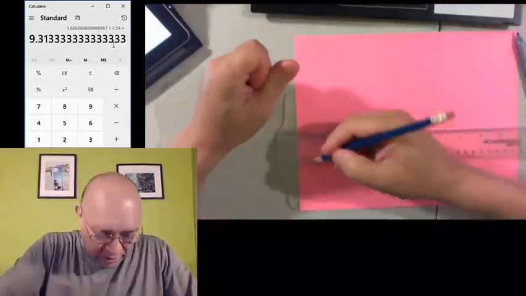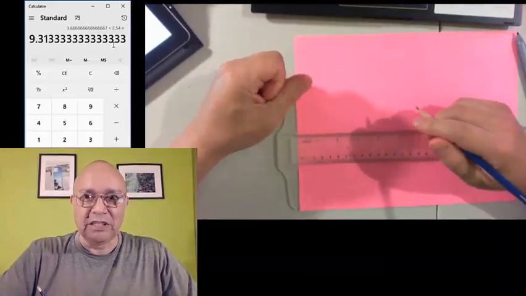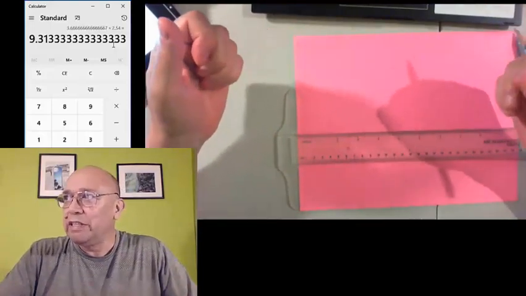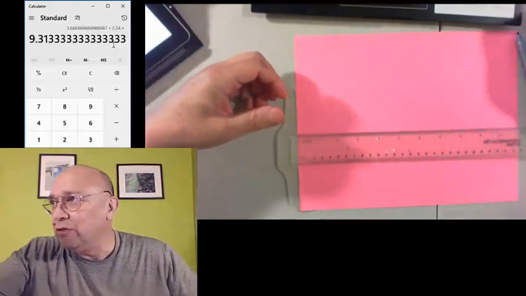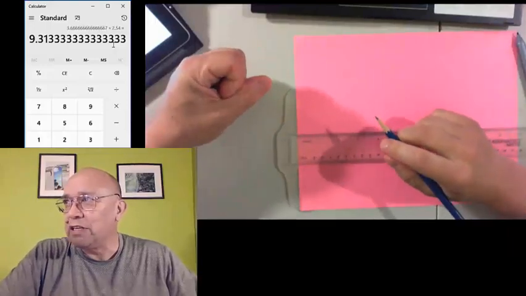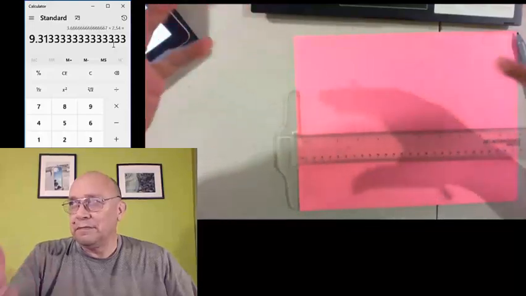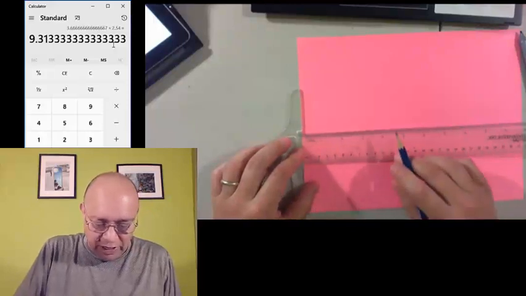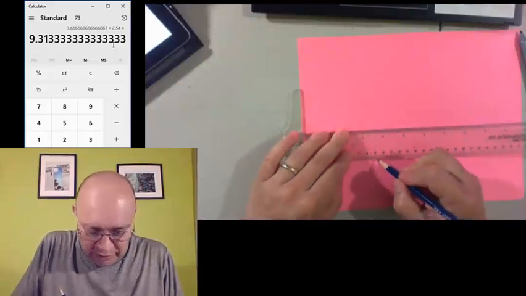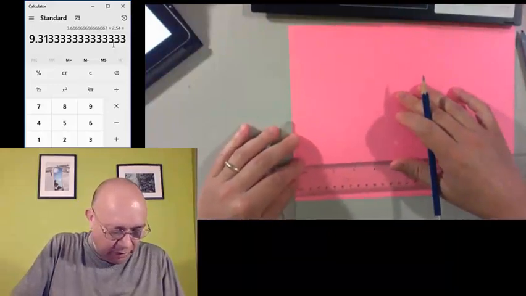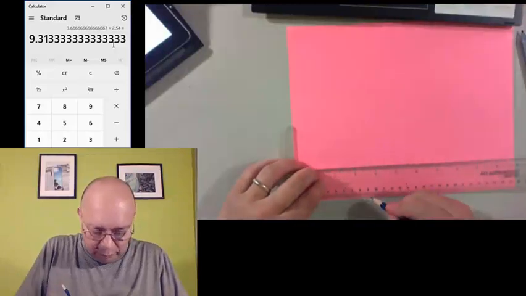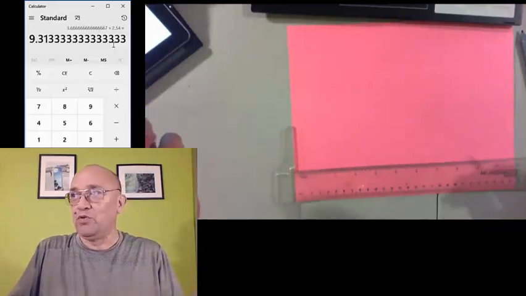3 significant digits for this case of an origami paper is more than enough. So instead of working with 9.3133333, because the third 3 that I see there, there is no way to measure it here with my ruler. So 9.31 will be here. I don't see the difference between 9.31 and 9.32.